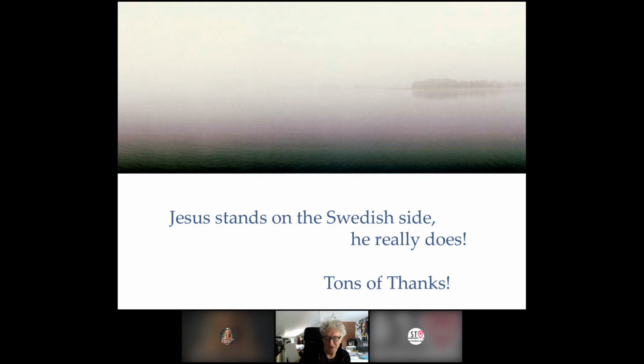and aquarelle paintings, and I was sitting on the floor at my home and looking at the new book. And in one aquarelle there was Jesus standing on the beach on the other side. There was water in front and Jesus standing there in the background. And I was shouting to my mother, "Mother, mother, Jesus is standing on the Swedish side."